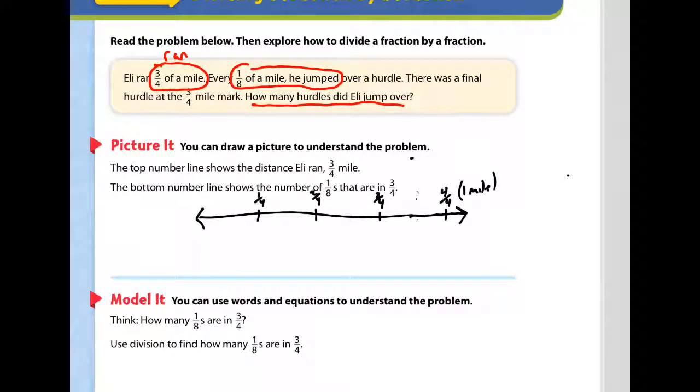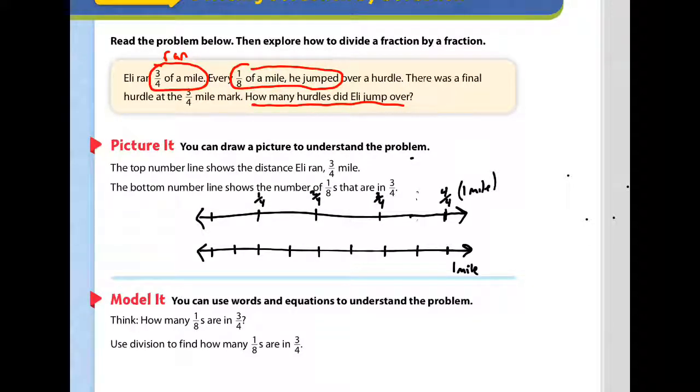All right, so now the bottom number line shows the number of 1/8 that are in 3/4. So I'm going to draw a second number line the same length. And it's going to be the same marks here. So this is going to be 1 mile again. But this time we're going to split them into 8 sections instead of 4 sections. So I'm going to start by splitting it into fourths, and I'm going to split each one of those in half. And now we have eighths.